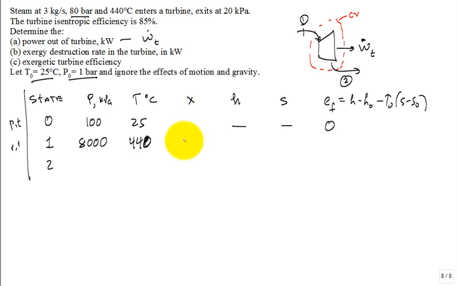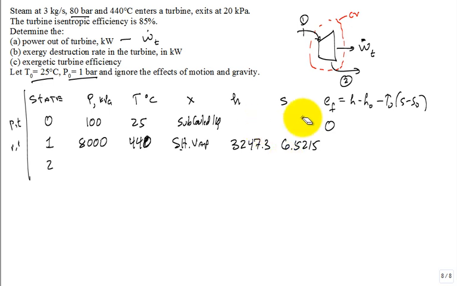State 0 is subcooled liquid. State 1 is superheated vapor. You have the superheated vapor table. Okay, the superheated table. Now I know that the textbook has a value. I use software and my value is very close to theirs, but if you try and compare, it's close but not the same. But I'm going to use this value for enthalpy and 6.5215 for entropy.